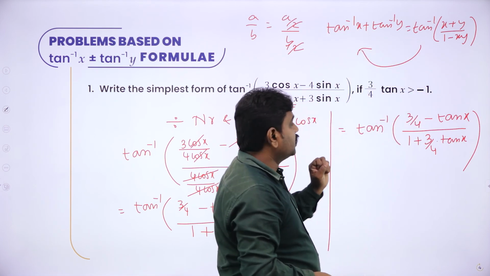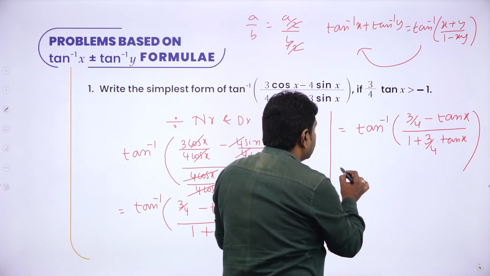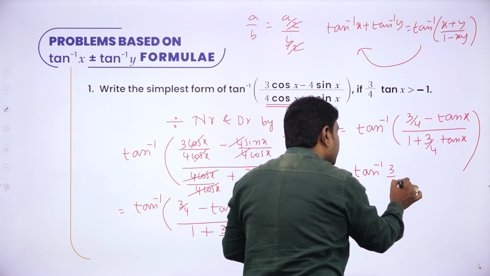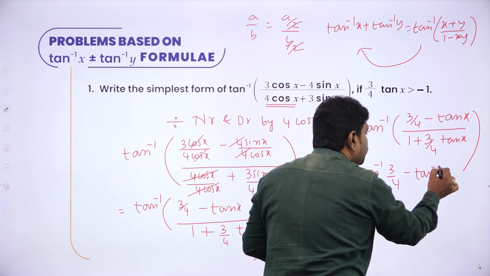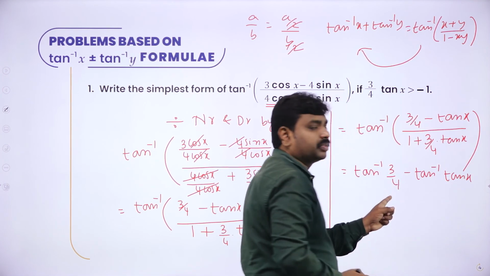So now this is in the form of tan inverse of x minus y by 1 plus xy. Can I write it as tan inverse x, in the place of x I have 3 by 4, minus tan inverse y, in the place of y I have this whole thing, tan x. Are you able to follow this step?